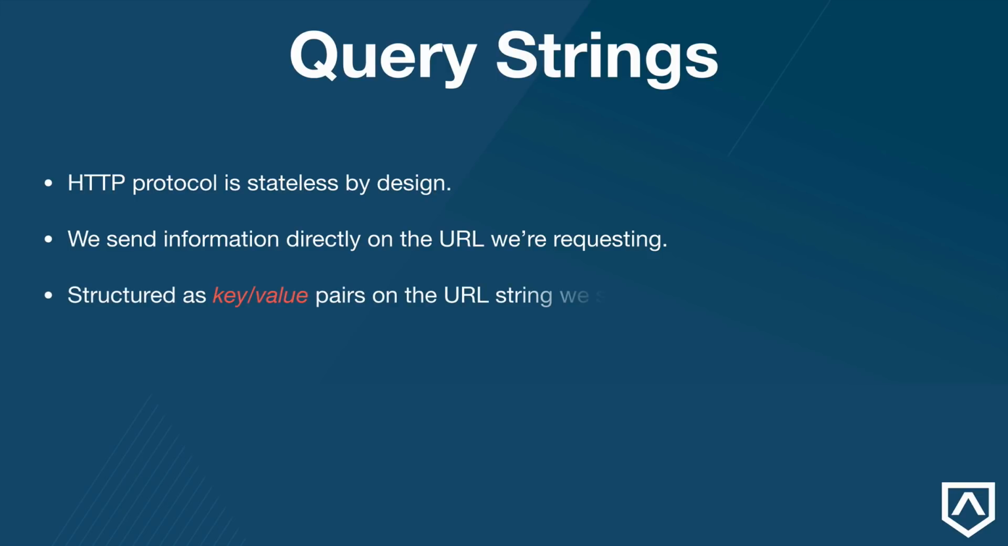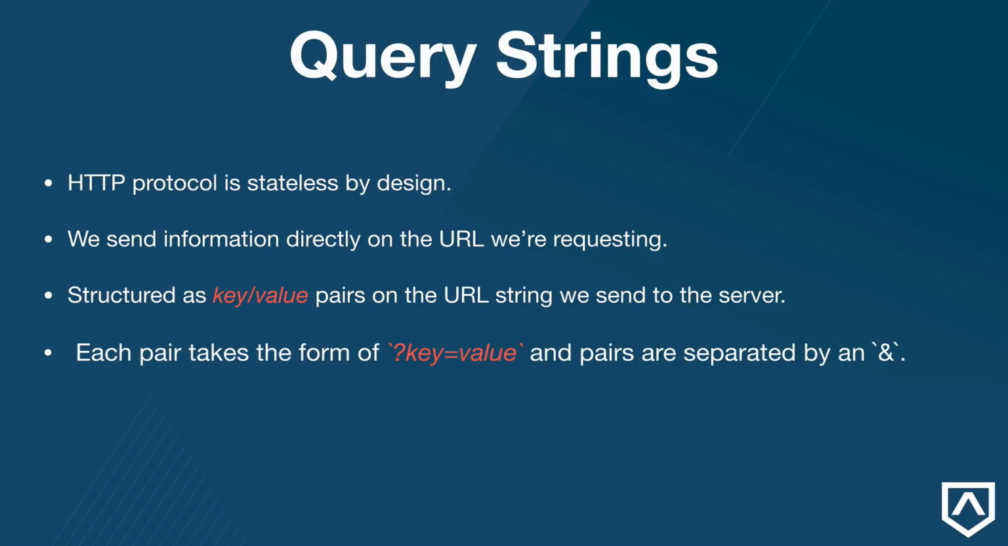These query strings are actually structured as key value pairs on the URL string that we send to the server. Each pair takes the form of question mark, key on the left-hand assignment, equals, value on the right-hand assignment. And then pairs are separated by ampersands. Okay, so you could actually have multiple key value pairs on a query string, which is really, really cool.